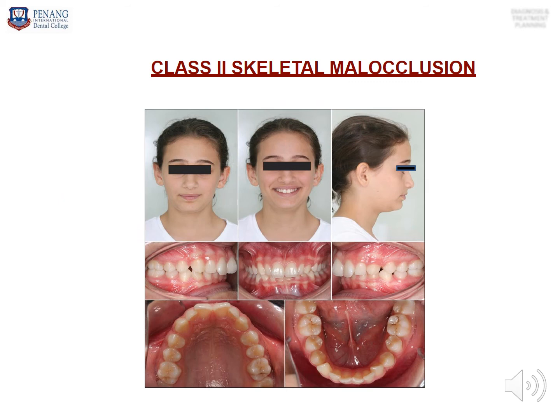This is a second case where the patient has a class 2 division 1 malocclusion on a class 2 skeletal pattern with a slightly reduced vertical proportion complicated with crowding.